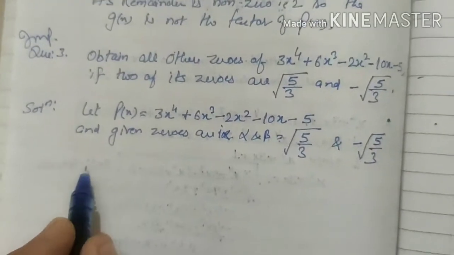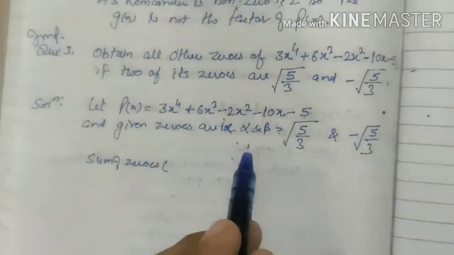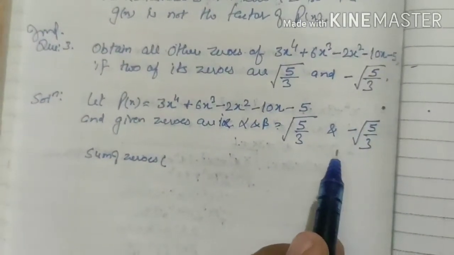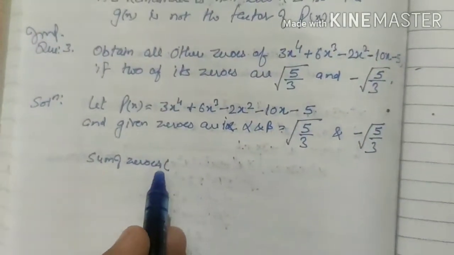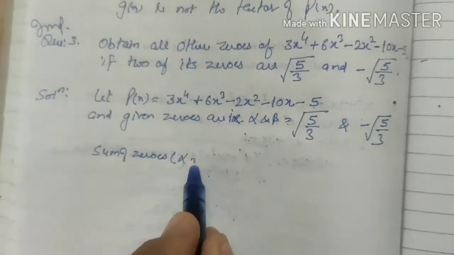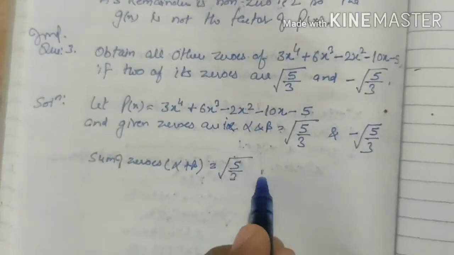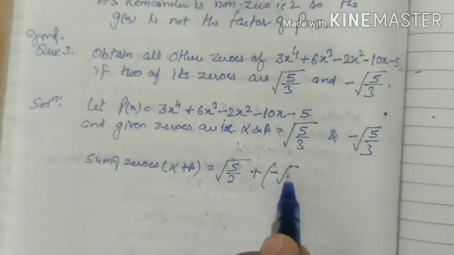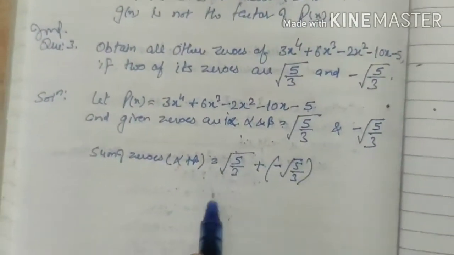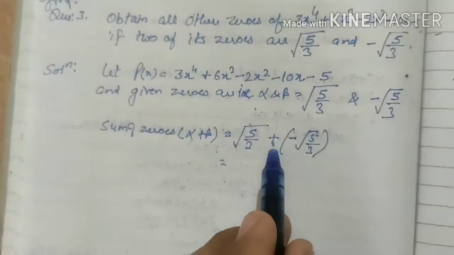So now, sum of zeros. First of all, form a polynomial from the given zeros, that is, we can say g(x), to divide p(x). So sum of zeros will be alpha plus beta. Here alpha is root 5 by 3 and beta is minus root 5 by 3. So this will be 0. You can see plus and minus become minus.